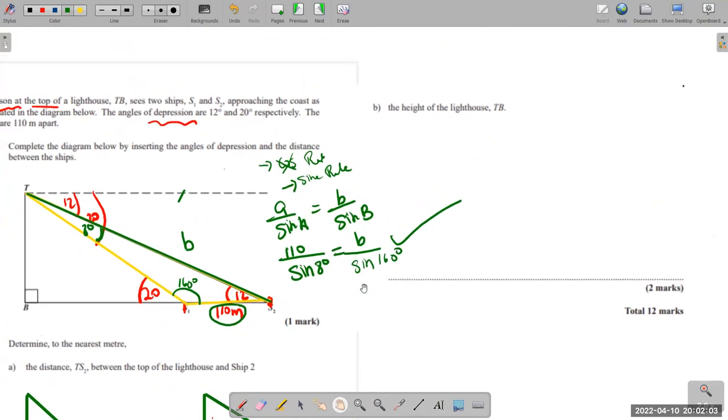Okay, good. So let's say we had an answer. Let's say this was 500 and something. I just create an abstract number. So let's say the answer we found here was 572, just making up a number to represent the distance. Find the height of the lighthouse, TB. So what do you think we need to do now? Anybody realize this is a trig ratio now?